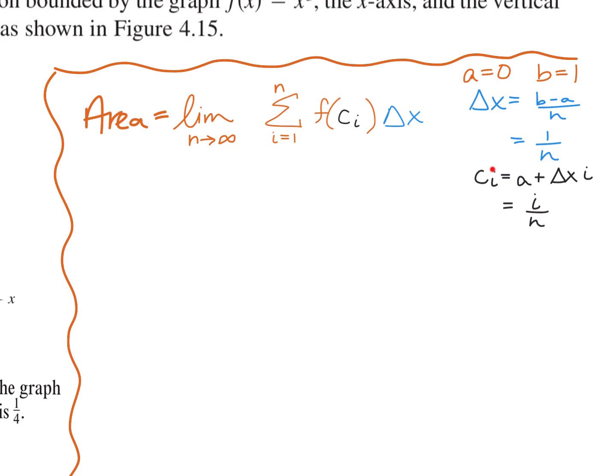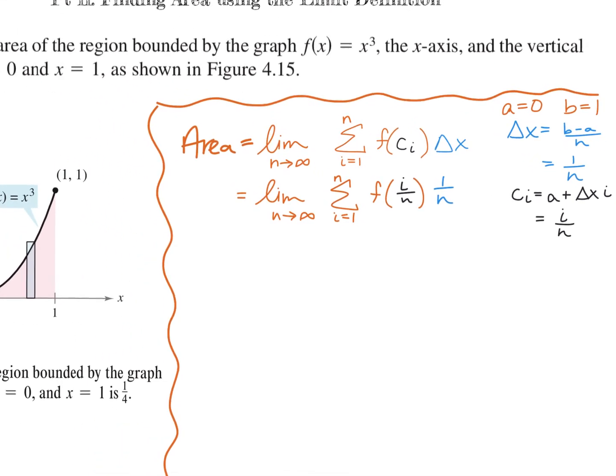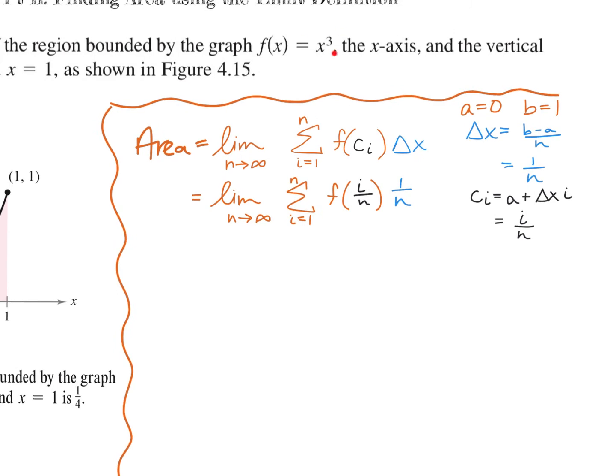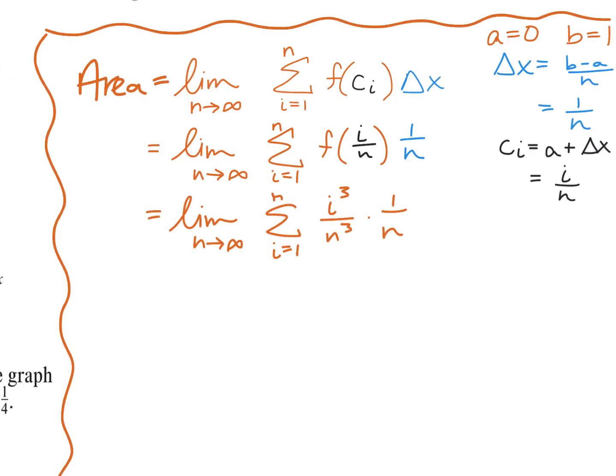Then c sub i is defined as a plus delta x times i. A is just 0, so we don't need to worry about it. Delta x times i is 1 over n times i, which is i over n. So I've just plugged in the c sub i and the delta x. Next, we need to find f of i over n. Well, in our problem here, f of x is x cubed. So in order to find f of i over n, we'll just get i over n quantity cubed. When we cube i over n, we'll just get i cubed over n cubed.